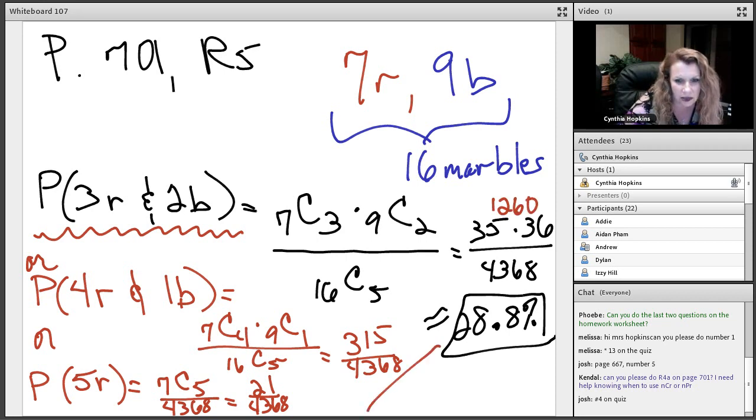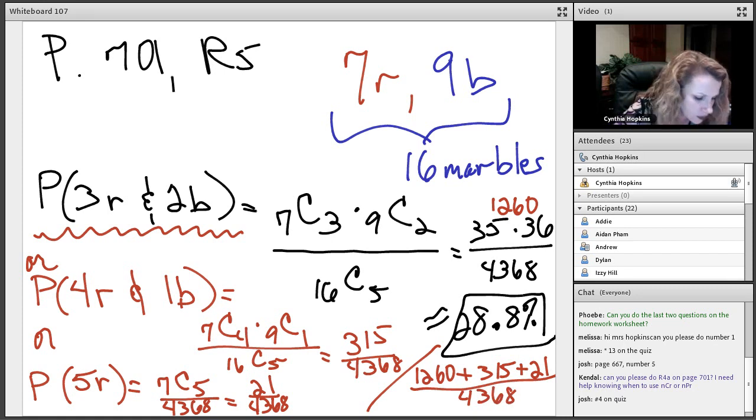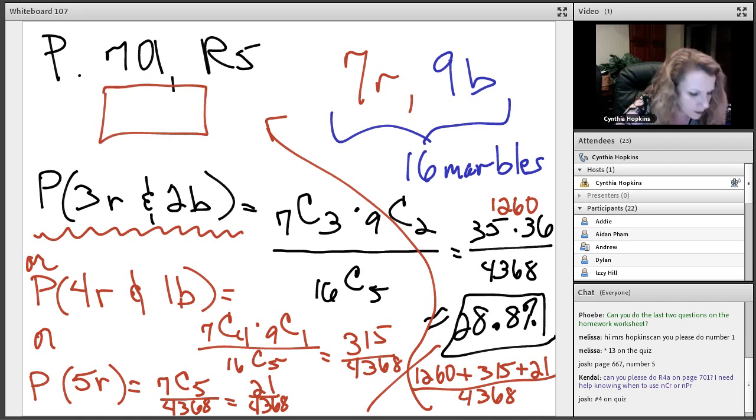Okay, so I know this is a lot of work here. I've got 1260 plus, for the word or, 315 plus 21, again, the word or, and then that's all over 4368. Okay, so our final answer for the at least 3 ends up being approximately, kind of out of room here, I'm going to go all the way up here. It ends up being 36.5% approximately. 36.5% when you add that all up.